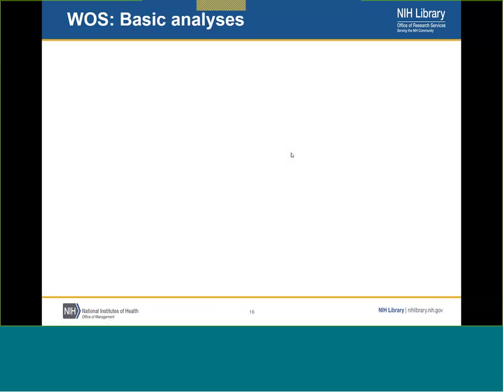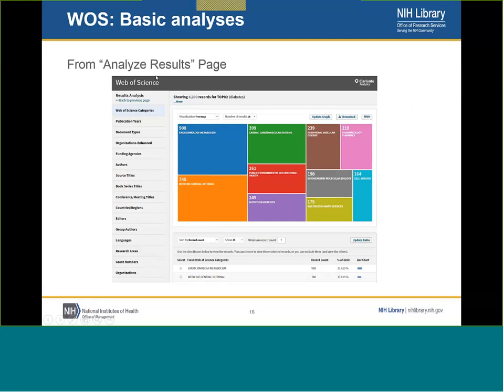Another thing is about the basic analysis. So for the basic analysis, you will have to click on the Analyze Results tab. Okay. So basically what you're going to see is something like this. Okay, so on the left, you're going to see Web of Science subject category, publication year, document type, a lot of things that you can click, and then new things will pop out here. And here, for the visualization, there is a little triangle. If you click on that, you can choose different types of visualization.